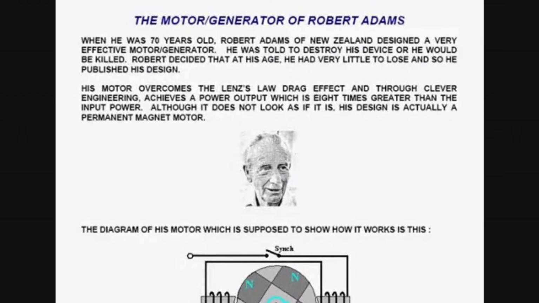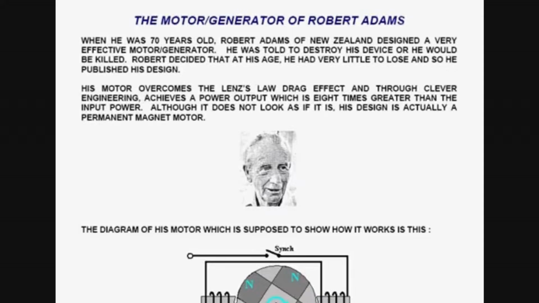Robert Adams of New Zealand, when he was 70 years old, designed a very effective motor generator. He was told to destroy his device or he would be killed. Robert decided that at his age he had very little to lose, and so he published his design. His motor overcomes the Lenz's law drag effect, and through clever engineering achieves a power output which is 8 times greater than the input power.